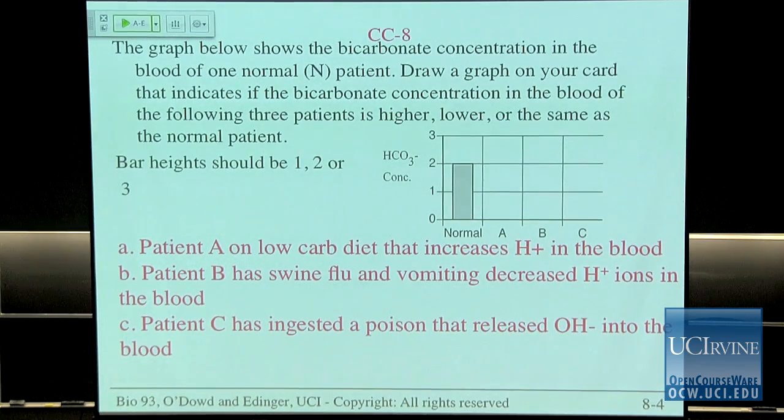Bar height should be 1, 2, or 3. So on your card, make a y-axis that says bicarbonate concentration, an x-axis that says normal A, B, and C, and then draw your bar heights for these three patients. And then we'll discuss it. I'll give you about 3 to 4 minutes to do this.